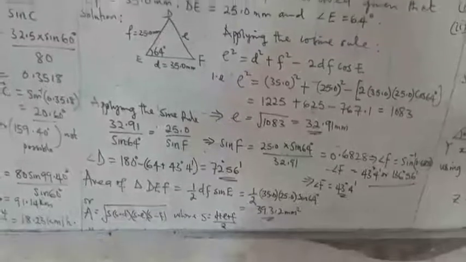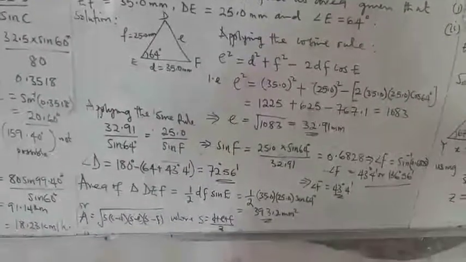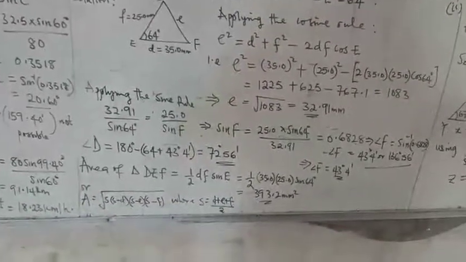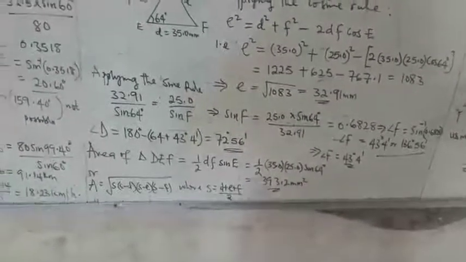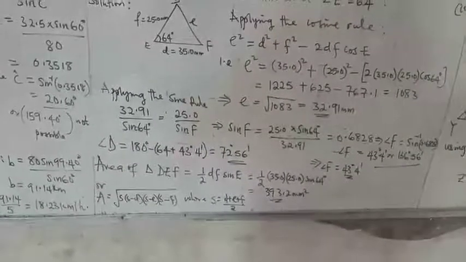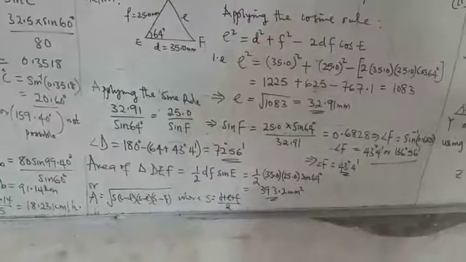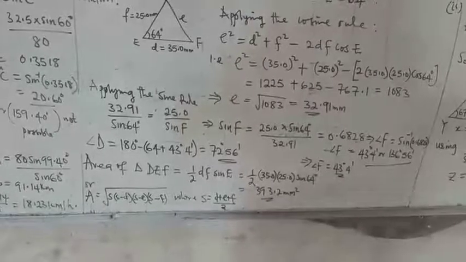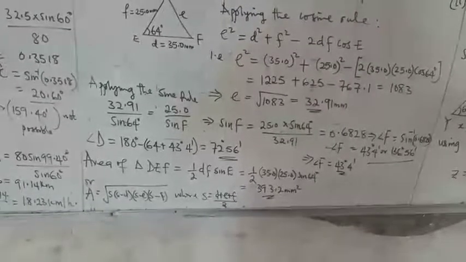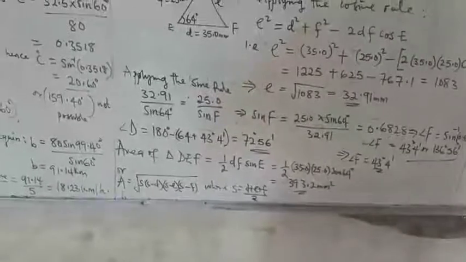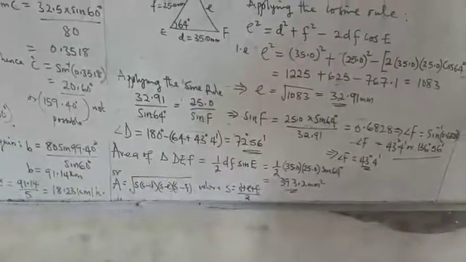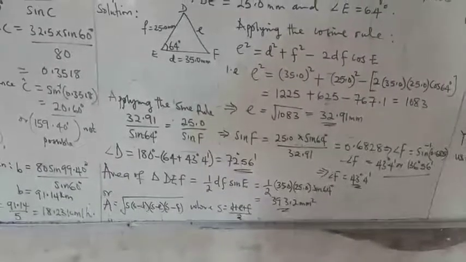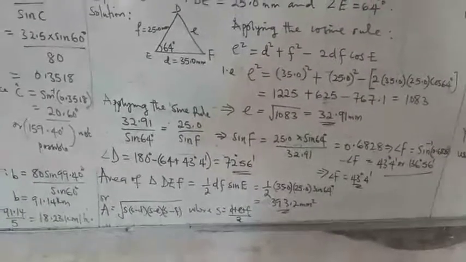So angle D, since we know E and F, will be 180 minus (64 plus 43 degrees 4 minutes), and that gives 72 degrees 56 minutes. The area of triangle DEF is half DF sine E, which is half into 35 multiplied by 25 sine 64, which is 393.2 millimeters squared. We can also use Heron's formula, root of s(s minus d)(s minus e)(s minus f), where s is (d plus e plus f) over 2, that is, the sum of all the sides divided by 2.